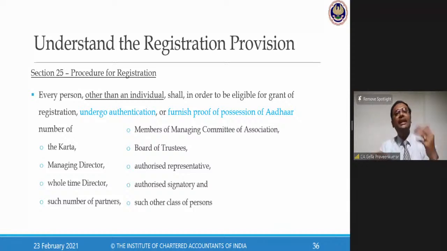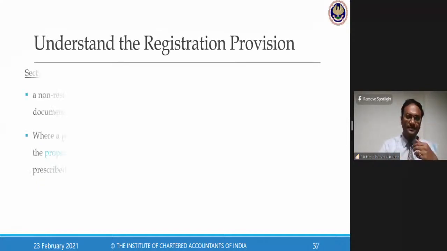Now, other than this example, your government undertaking agency. For a government undertaking, there is no Aadhaar required because it's a government undertaking. It goes with the physical verification, where there is no requirement to have Aadhaar authentication.